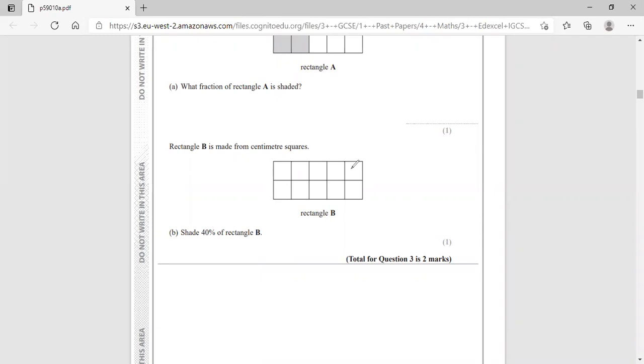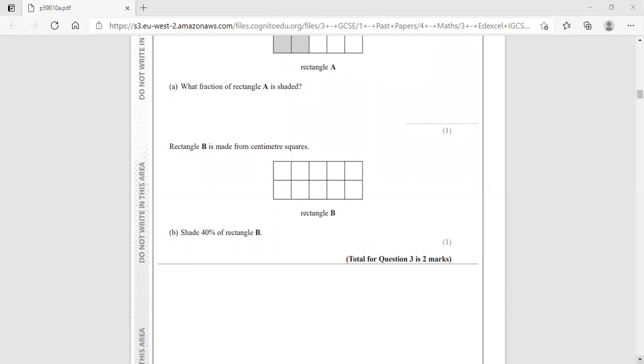So to do this, you could write 40% as a decimal, which is 0.4, times it by 10, and that'll give you 4. So what we need to actually do is shade in 4 out of the 10. Okay, sorry about the bad drawing here, but that is meant to be from here to there. Okay, so those 4 only. And that is the answer to that question and the rest of question 3.